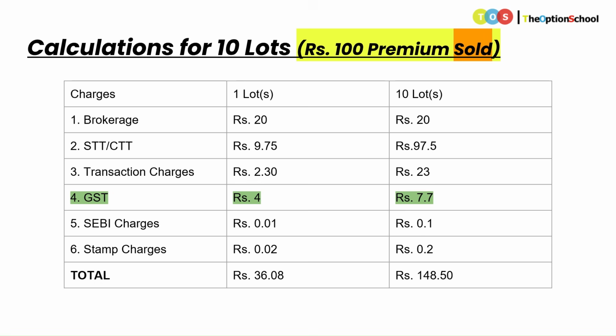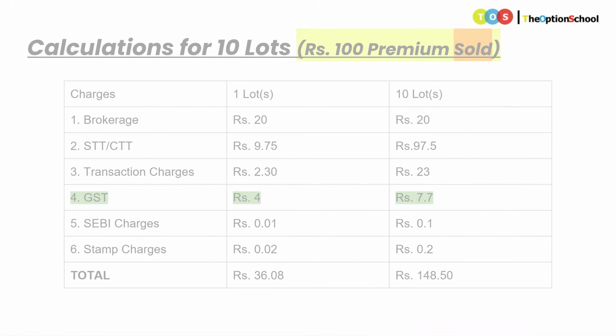But if you do one lot, if you do all the transaction charges, it will come to around 36.08 in selling. And if you do 10 lots, if I compare it by one lot multiplied by 10, so 36 multiplied by 10, it should come to 360. But because all your GST gets reduced, your brokerage gets reduced, so for 10 lots, it's coming out to be 148.50, which is divided by 10, then it becomes per lot 14 rupees 85 paisa.